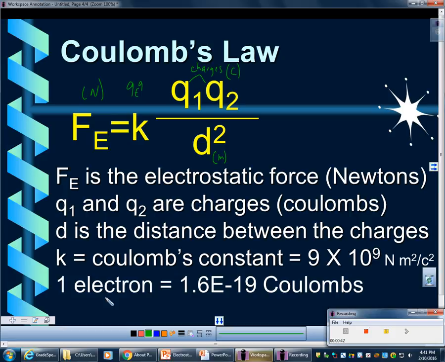Another quick note is that a common term we have for charges is the charge of an electron. So the charge of an electron is 1.6 to the negative 19th. That's just a common term that you will use on many, many problems, so you need to have it written down.